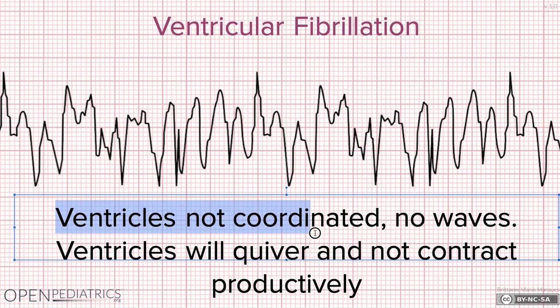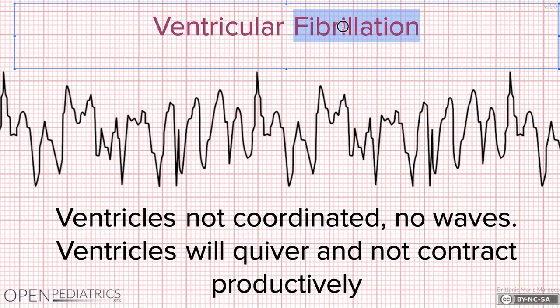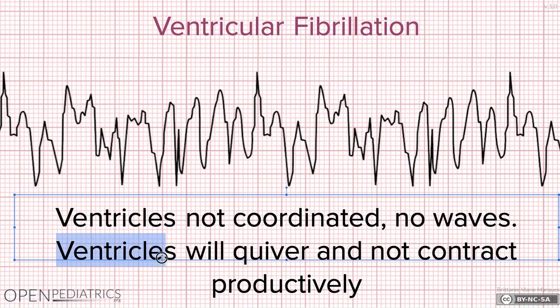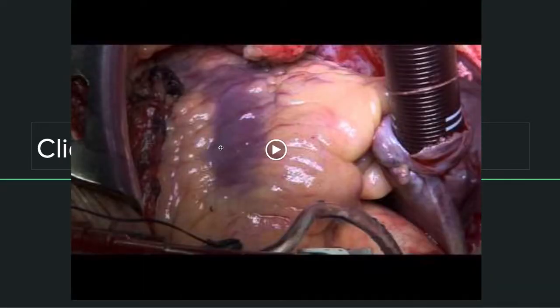So the ventricles are not coordinated, so it's hard to find a QRS complex. Like where does it start, where does it end? Just a bunch of noise. And anytime you have fibrillation, we know what that means is that the muscle will quiver and not contract productively. So let's look at what that looks like in the ventricles.